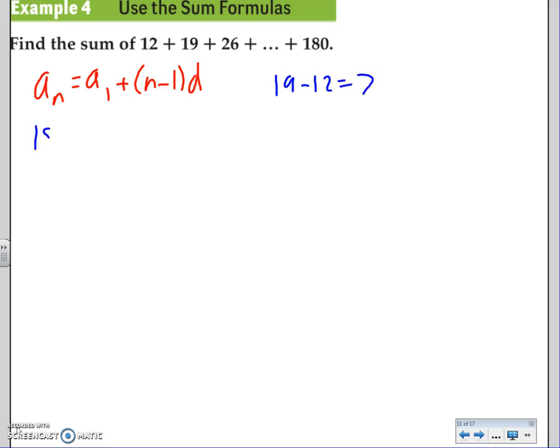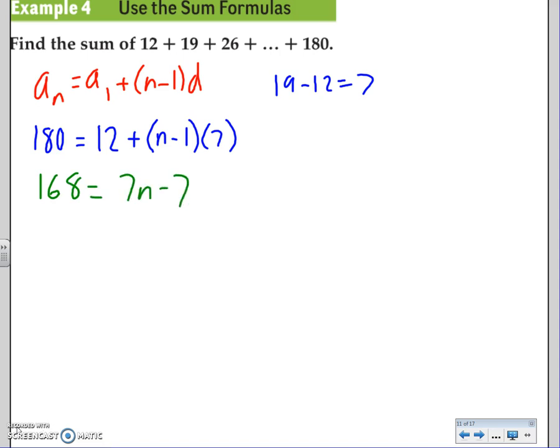Our last term, a sub n, is 180 equals 12 plus, we don't know n, minus 1 times 7. I'm going to distribute. Actually, I'll even subtract 12 as well. So 168 equals 7n minus 7. I'm going to add 7. 175 equals 7n. Then I'm going to divide by 7. I get 25. We know there are 25 terms.